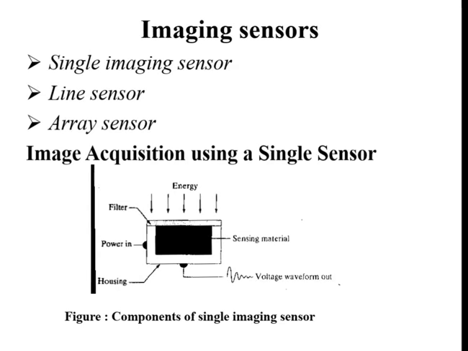Then next is imaging sensors. There are three types of imaging sensors: single imaging sensor, line sensor, or array sensor. Image acquisition using the first, the single sensor, we have discussed. This is the figure of the component of a single imaging sensor.